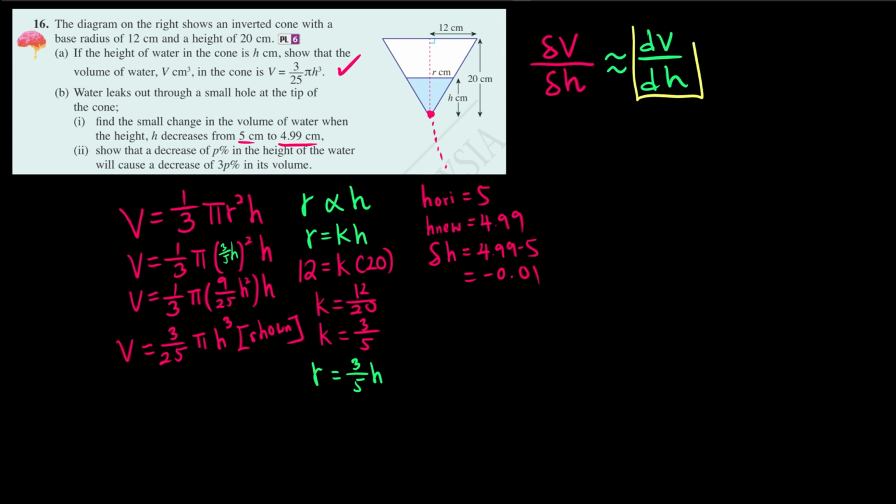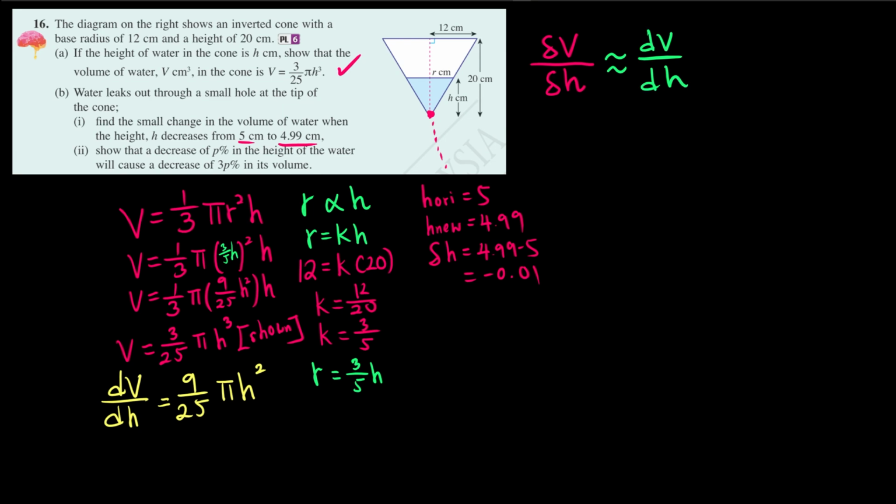Do we have dV over dH? No. But can we find it ourselves? Yes, because we have the formula of V. We just need to differentiate with respect to H. So dV over dH is going to be the power of 3 goes down, this is why we have 9 over 25 pi, and the power itself reduces by 1, so now it's h squared. So we already have the dV over dH.